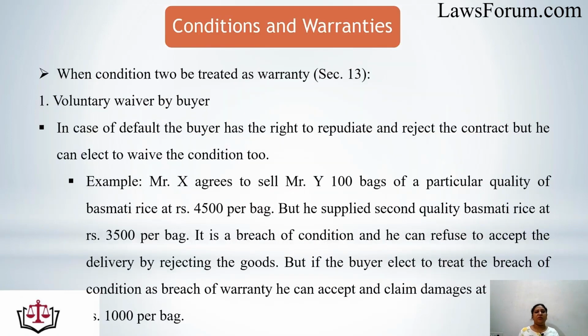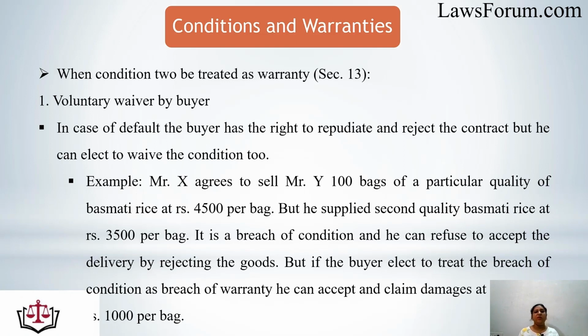When a condition can be treated as a warranty, it is explained by section 13. One is voluntary waiver by buyer. In case of default, the buyer has the right to repudiate and reject the contract, but he can elect to waive the condition too. That means we can treat the condition as a warranty, and the buyer would not repudiate the contract. The first case we are going to discuss is a voluntary waiver. Buyer has voluntarily waived the condition.